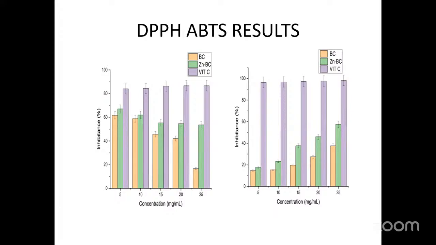So in effect, when you compared all these to the vitamin C, you see that the vitamin C showed very high antioxidant activity, and that is expected because that one is tailored for that particular function.